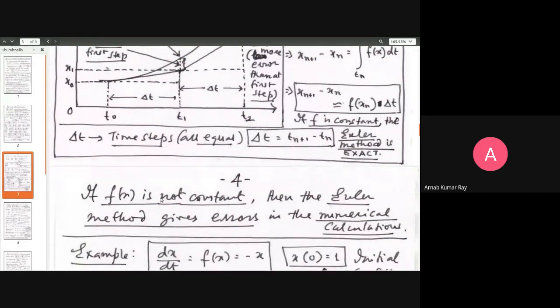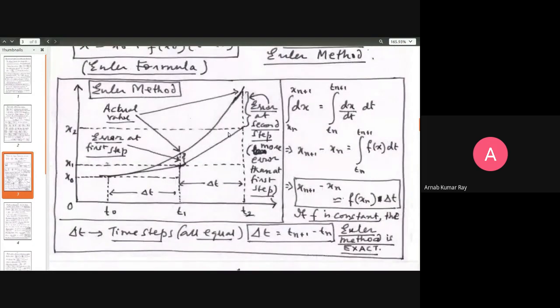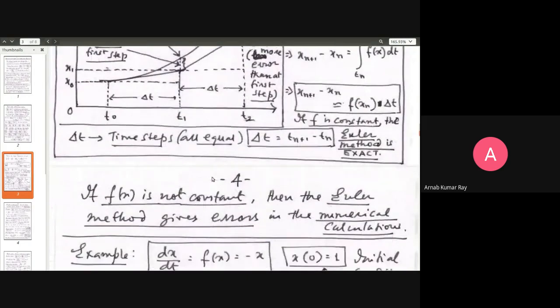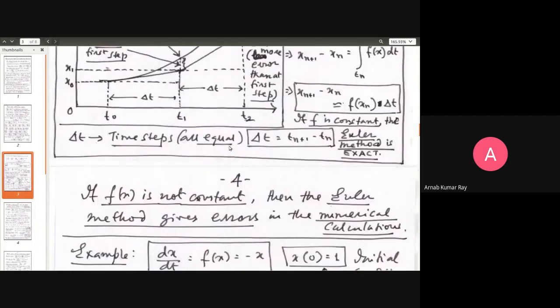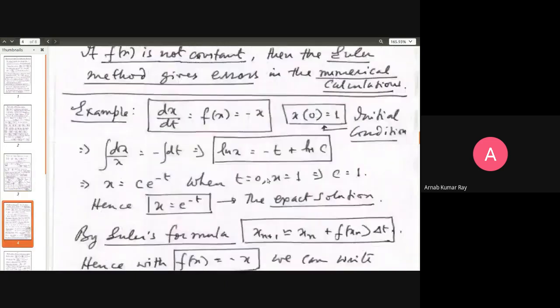So as I said, if f(x) is not constant, then the Euler method gives errors in the numerical calculation, as I have drawn in this diagram. That's a simplistic diagram, but you can also have more complicated cases in other contexts. So we shall see about that. We have already discussed this thing, but I'll touch on this whole business of errors over here. We have discussed this in the lab, I'm sorry.